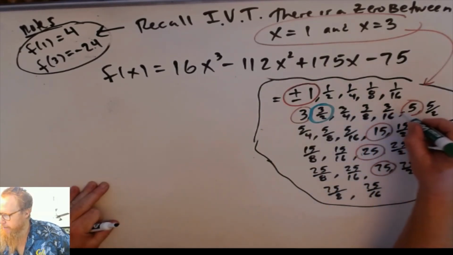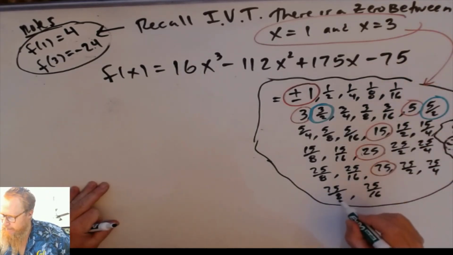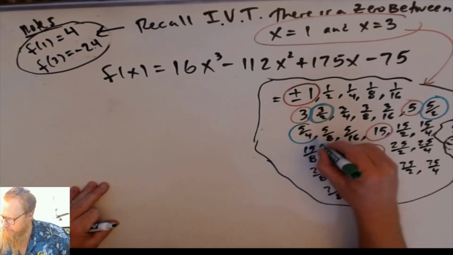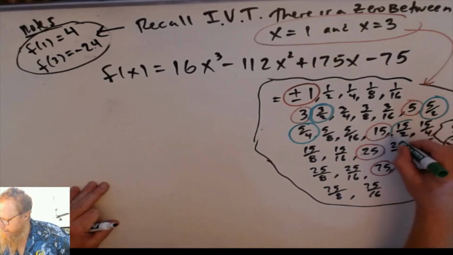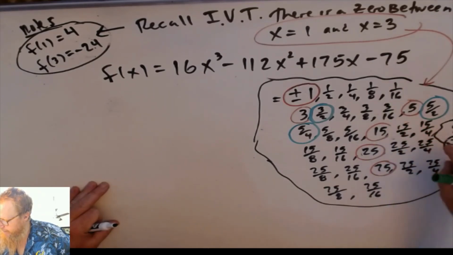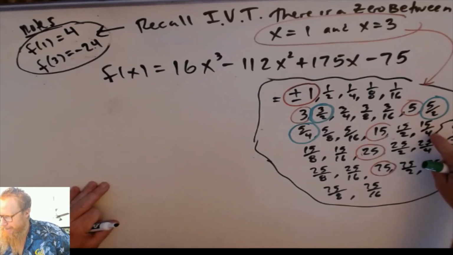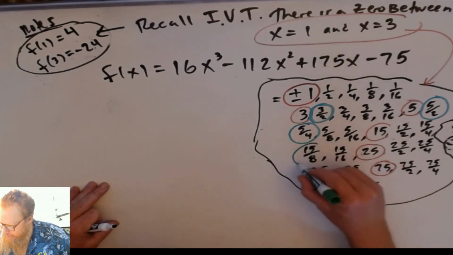5 halves. 5 fourths. 5 twelfths. 15 twelfths. Nope, that's bigger than 3. 15 fourths. That's also bigger than 3. 15 eighths, that's smaller than 3.